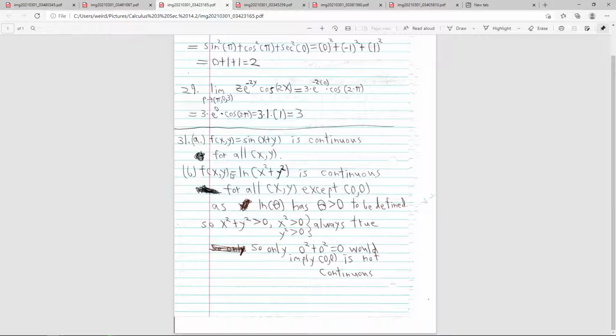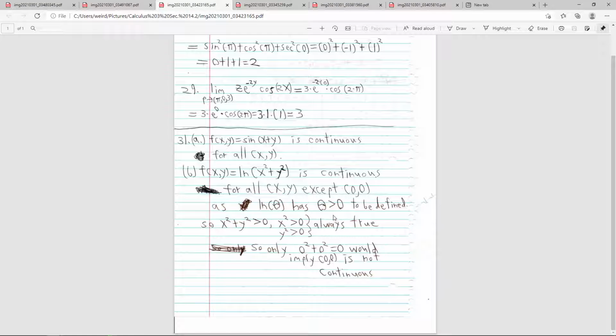Now, another type is f of xy equals ln of x squared plus y squared. This is not going to be always continuous. Natural log functions are not always continuous as a general rule, because as you know, you can't take the log of a negative number or 0. That's why it's continuous except at 0, 0 in this case.